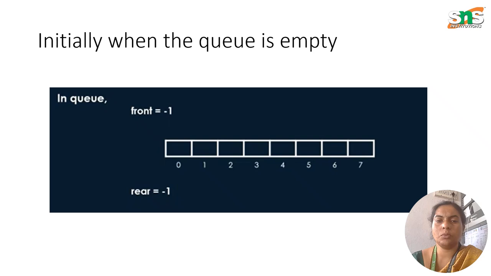Initially, when a queue is empty, we have to set the front pointer to -1. This -1 indicates that the queue is empty, and the rear pointer also has to be set to -1. So this indicates that the queue is empty, and no elements have been inserted into the queue.